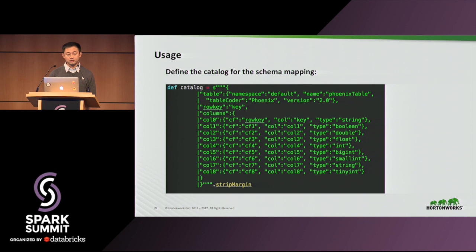So what it means here is, first, the table's namespace, default, is like a database in HBase. And name means the table name. And data coder is the coder type. And version, you can see the version as well. And the row key, we need to define the row key like a key for the HBase table, right? And then you define your column 1, column 2, 3, 4, 5 to 8, and you define the type, right? This way, you can define the mapping between the HBase data and the SQL table.